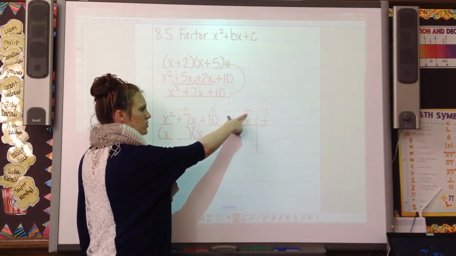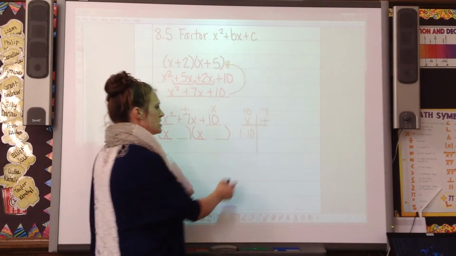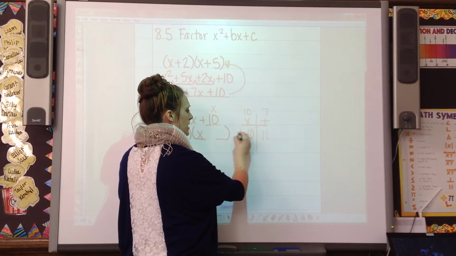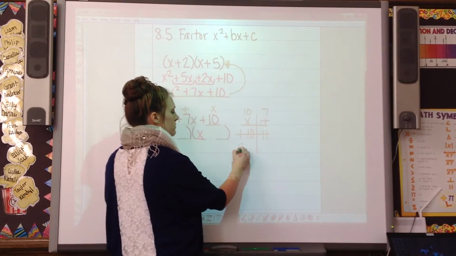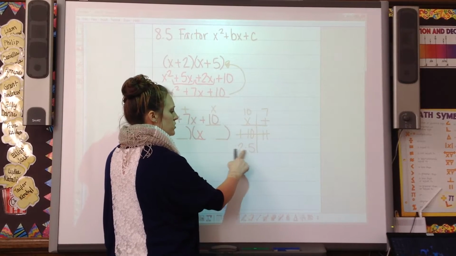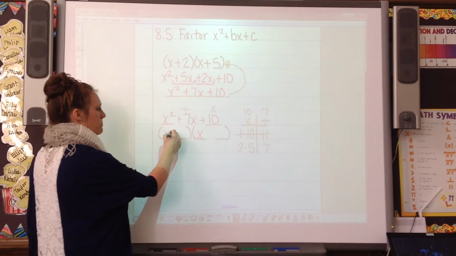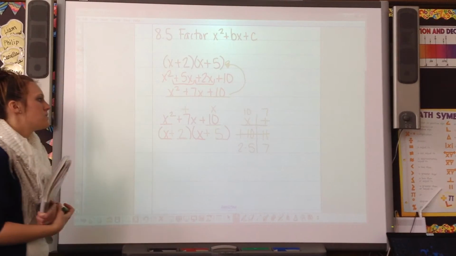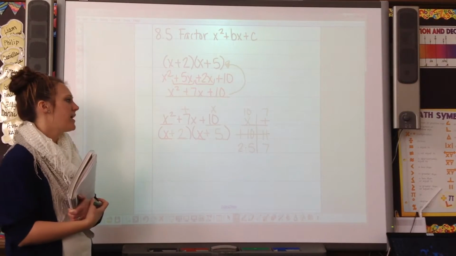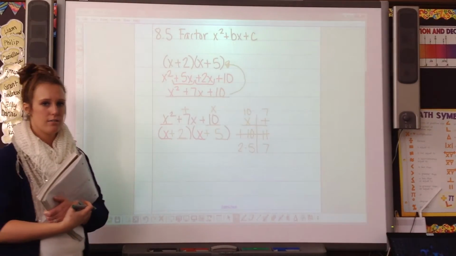So what two factors can we use to make 10? Well, before I said 1 times 10. But those two factors equal 11. So this will not work. Think of another way to make 10. We can make 10 by 2 times 5. Well, 2 plus 5 is 7, so this will work. Notice I have a positive 2 and a positive 5. So x squared plus 7x plus 10 factored is the quantity x plus 2 times the quantity x plus 5.